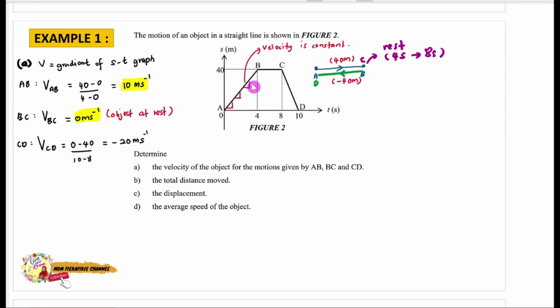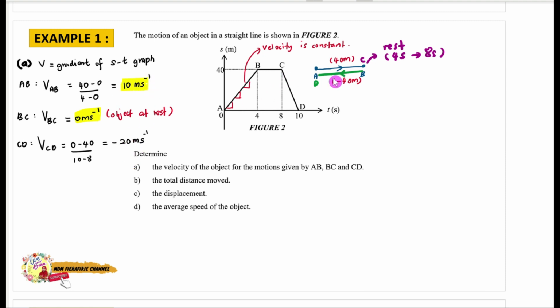Okay, so kalau kita tengok kepada kecerunan AB, the gradient of AB and CD, which one is the steeper gradient? Okay, siapa yang lebih curam gradientnya? AB ke CD? Daripada gambar aja ni kita nampak CD is steeper compared to AB. That means the velocity of CD is bigger than AB.